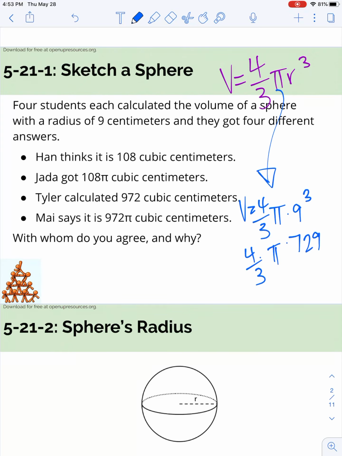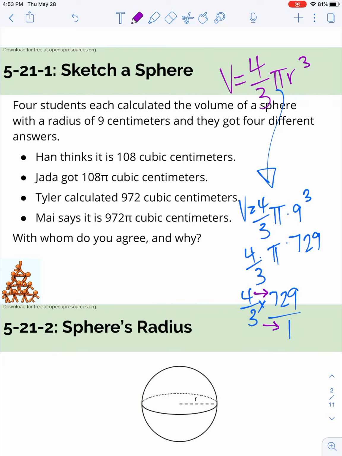So 4/3 times 729. The easiest way, for people who get mixed up with fractions, is to just make it all a fraction. So a whole number is always over 1, right? And then you just multiply across. Some people do weird things like diagonal. The diagonal stuff, that's if you're cross-canceling, right?